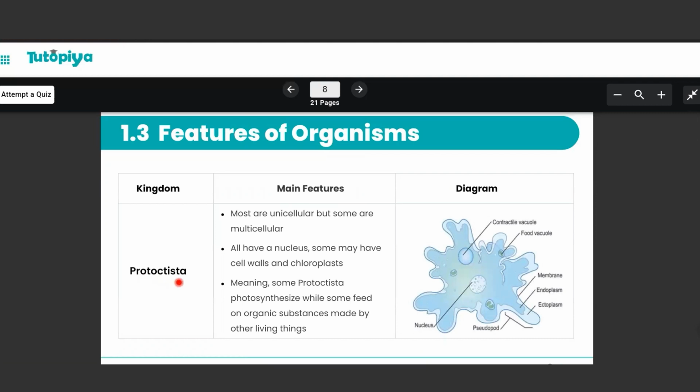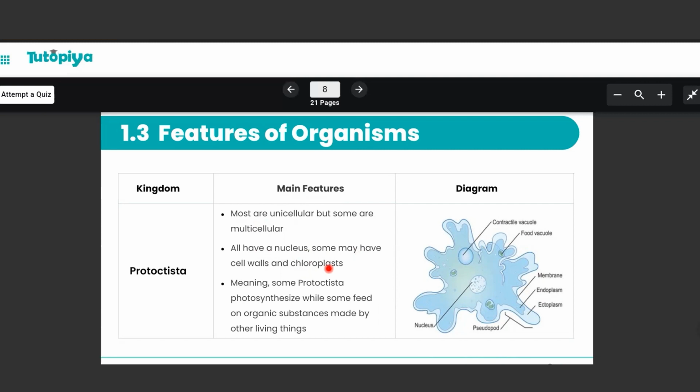Now, when we talk about the protoctists, there are some protoctists that have chloroplasts in them, which are similar to plant cells. And there are some protoctists who do not have chloroplasts within them, which kind of resembles animal cells. So let's take a look at the main features of the protoctists. They are mostly unicellular, but there are some who are multicellular. They all have a nucleus. Some may have cell walls and chloroplasts.